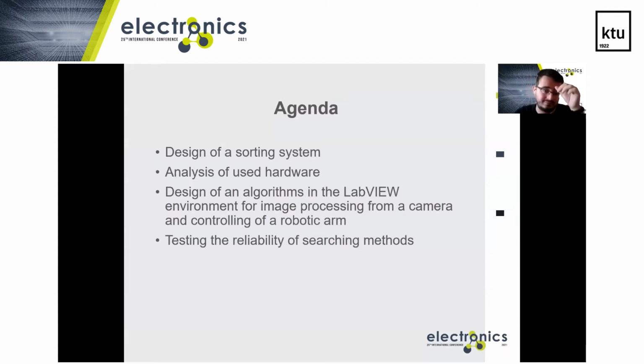In this presentation, I will talk about the design of a sorting system that is able to sort objects based on their color, shape, or their combinations. Next, I will talk about the analysis of the used hardware, searching methods and sub-algorithms, implementation in the lab environment, and testing the reliability of the searching methods.